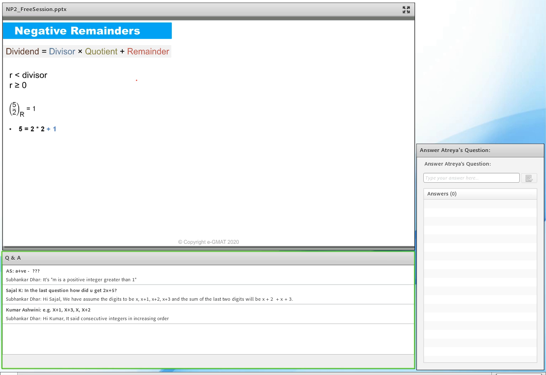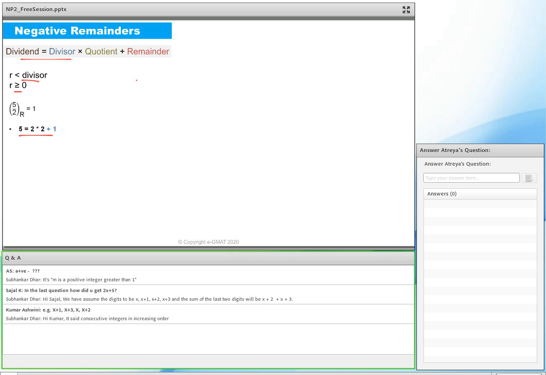Now I know that dividend is equal to divisor times quotient plus remainder. I also know that the remainder has to be less than the divisor. The remainder also has to be a positive, or non-negative, number, right? So let's take two examples first. When I divide 5 by 2, I get a remainder of 1, because I can write 5 as 2 times quotient plus 1, where the quotient is equal to 2 and the remainder is equal to 1.